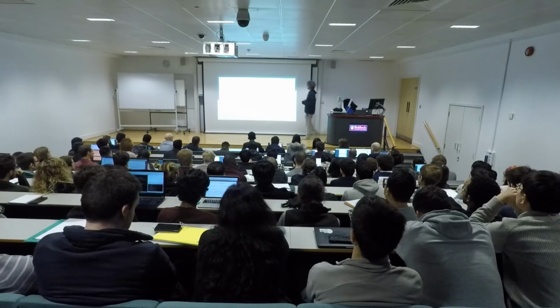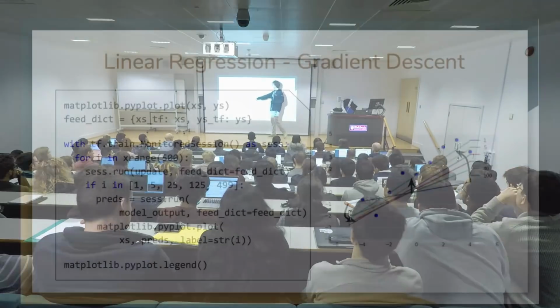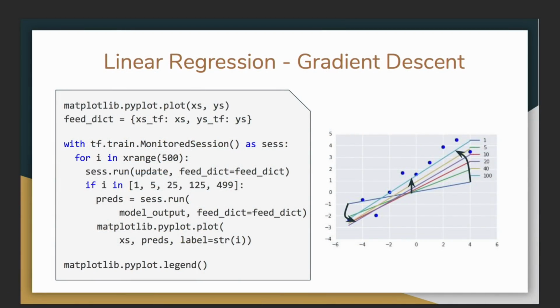So every time you need to feed the placeholders and call update. And you can do this, I don't know, 500 times. And if you print the various predictions along the way for a few different steps, you can see that the predictions start with a random slope and random offset, and then slowly start to move up and align correctly with the underlying trend in the data.